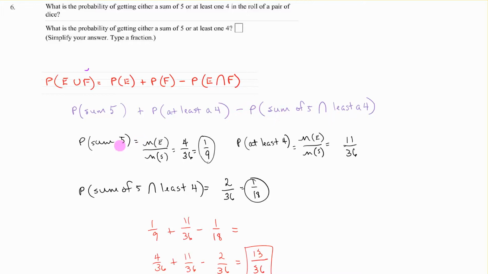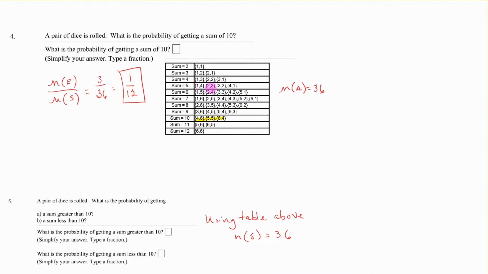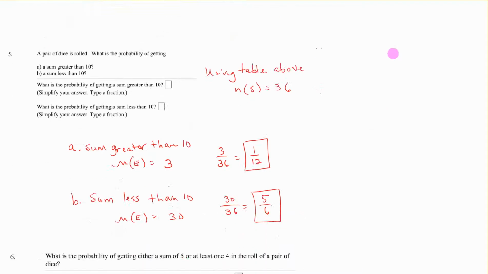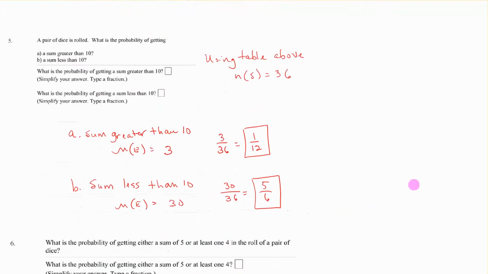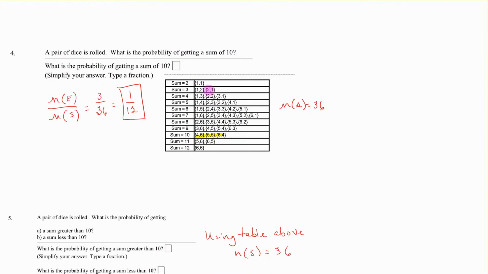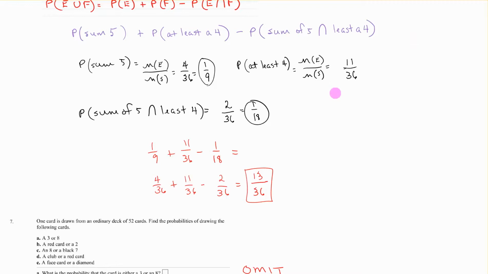All right, the probability for a sum of 5. Let's go back to our chart. So sum of 5, there's 1, 2, 3, 4 in that event. So that's 4 out of the total of 36, so that's 1/9. The probability of at least a 4, if we go back to our chart and count up every event that has a 4 in it, you have a total of 11 out of 36.